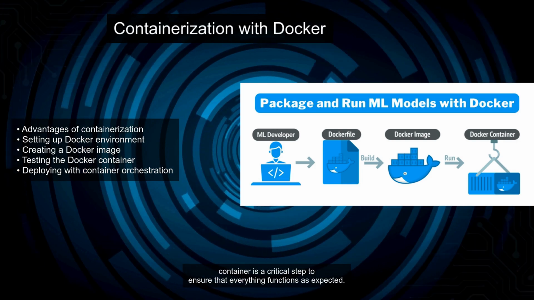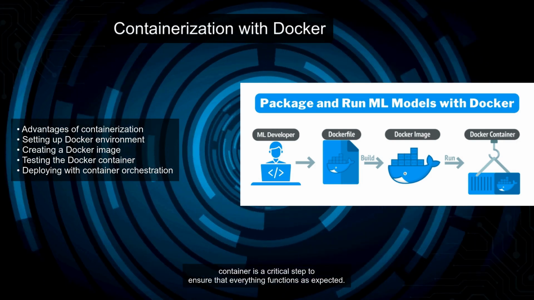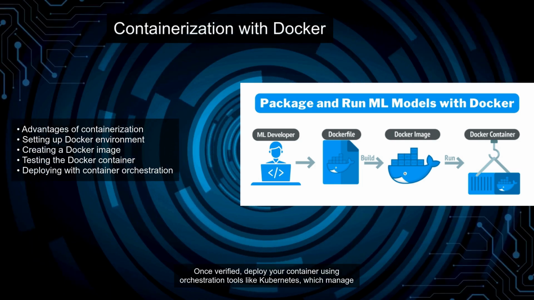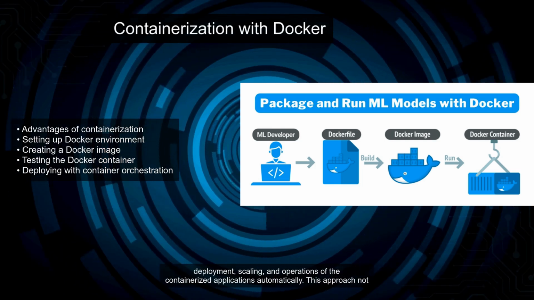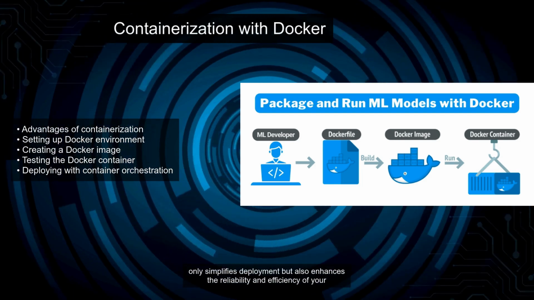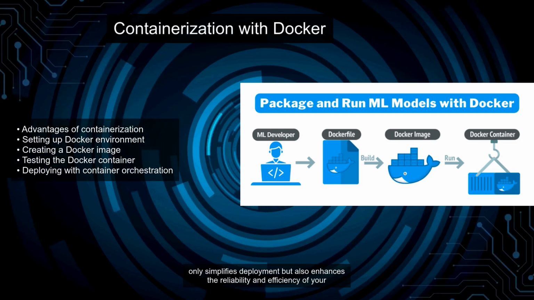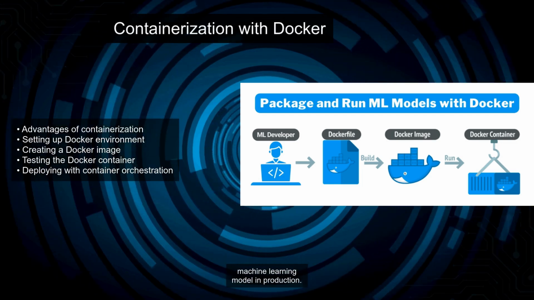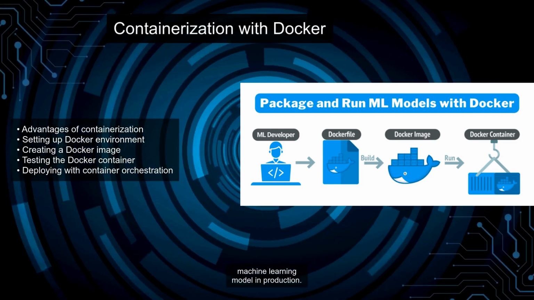Testing the Docker container is a critical step to ensure that everything functions as expected. Once verified, deploy your container using orchestration tools like Kubernetes, which manage deployment, scaling, and operations of the containerized applications automatically. This approach not only simplifies deployment but also enhances the reliability and efficiency of your machine learning model in production.